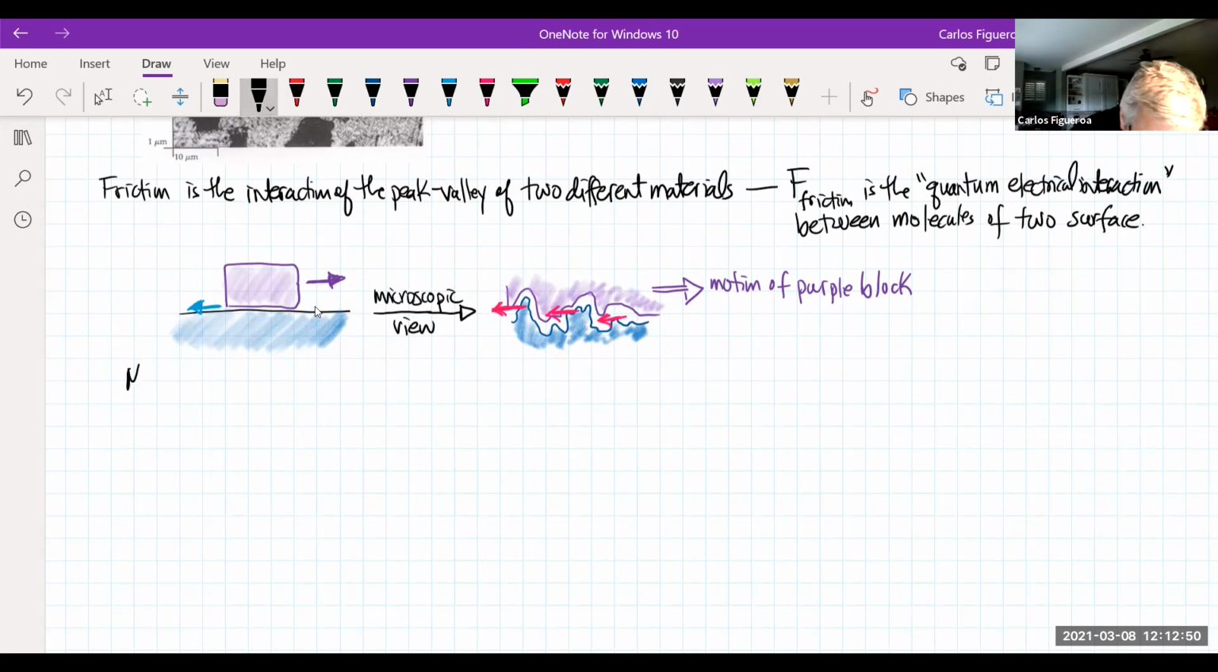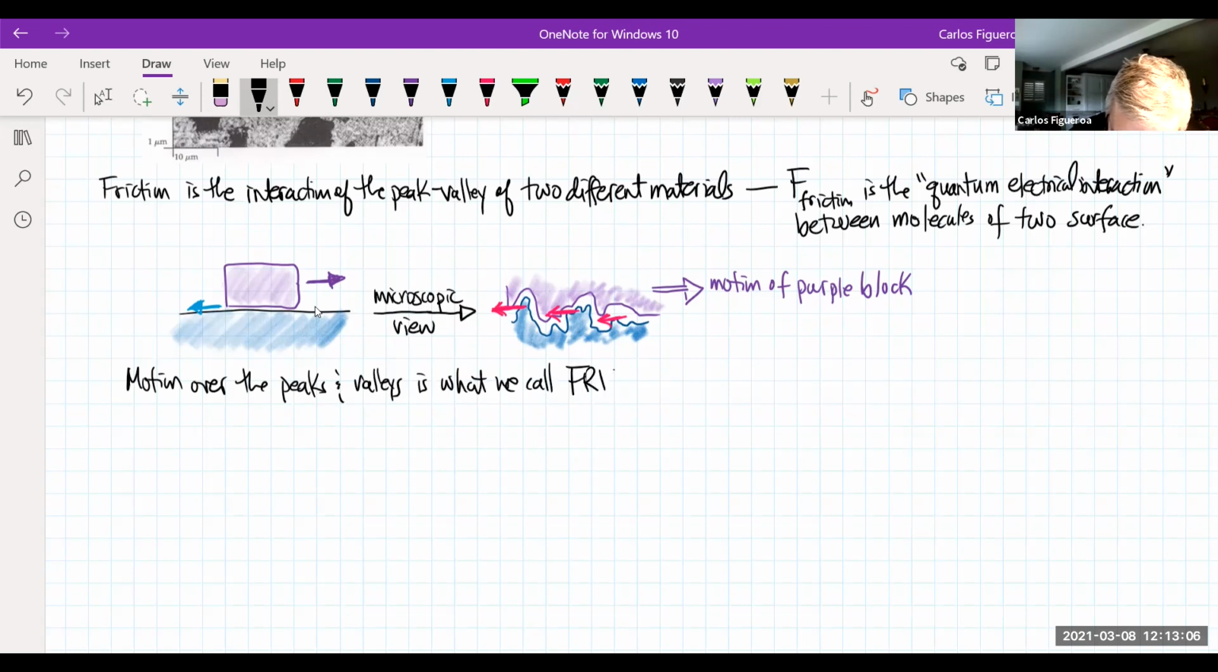So the motion over the peaks and valleys is what we call friction. And as they interact, you can get what is called excitement in the molecules, which essentially causes lifting of the molecules.